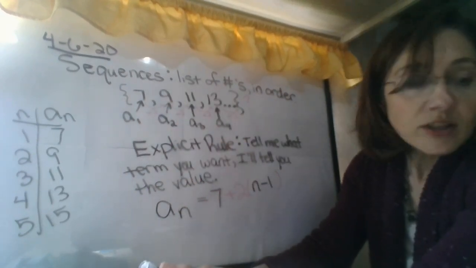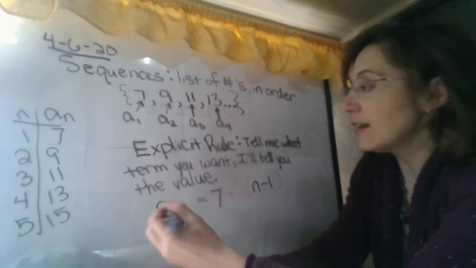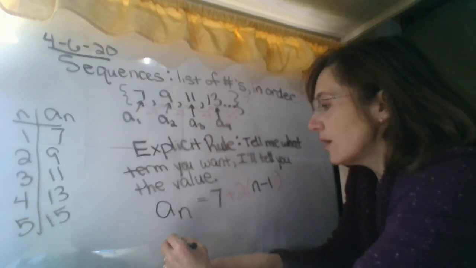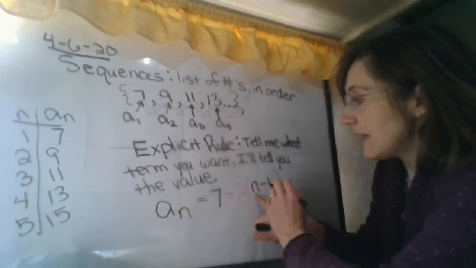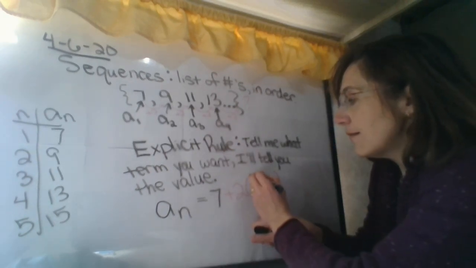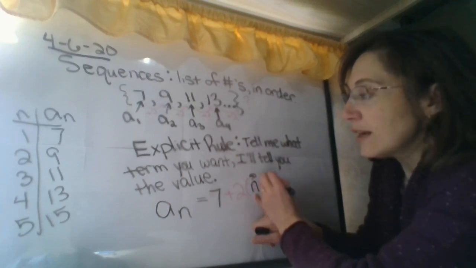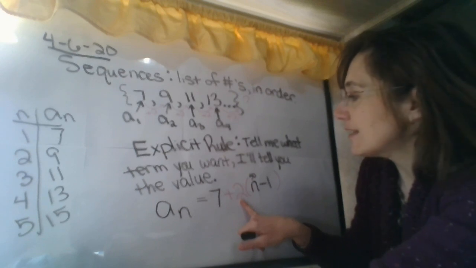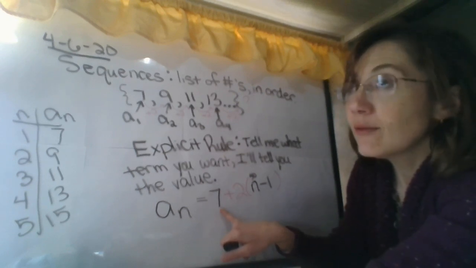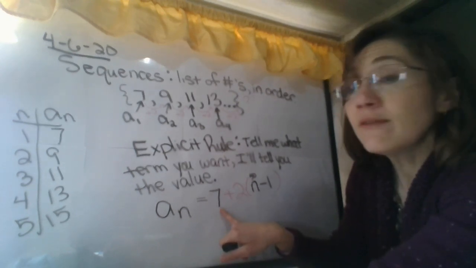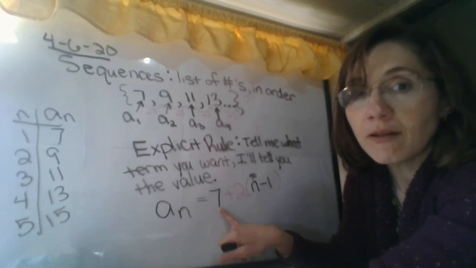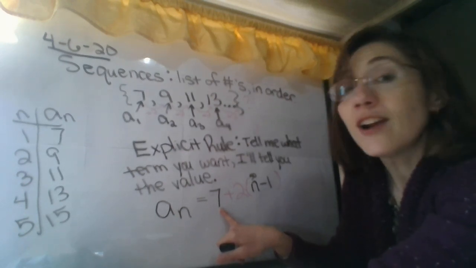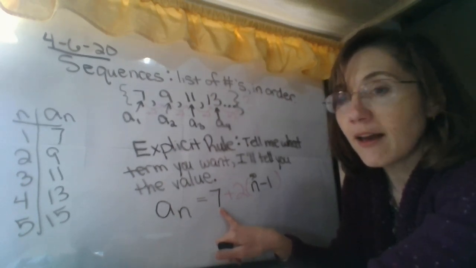Okay, it works. So let's go ahead and find the 50th term here. So if I want to put a 50 in for the n, 50 minus 1 would be 49. Multiply that by 2, that would be 98. Add 7 to that, we'd be at 105. So the 50th term in the sequence would be 105, which is a lot easier than writing it out to find the 50th term.